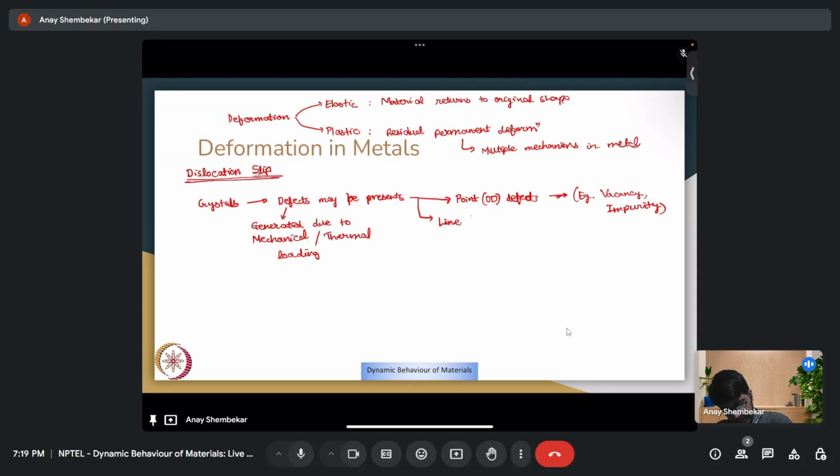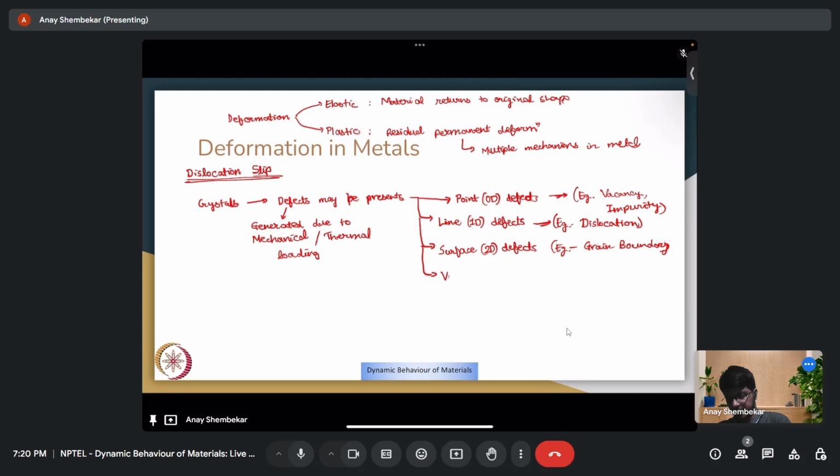You could also have line defects, an example being dislocation. We'll look into that in a while. The third type could be surface defects, or 2D defects, an example being grain boundary. The fourth type could be volume defects, an example being microvoids.